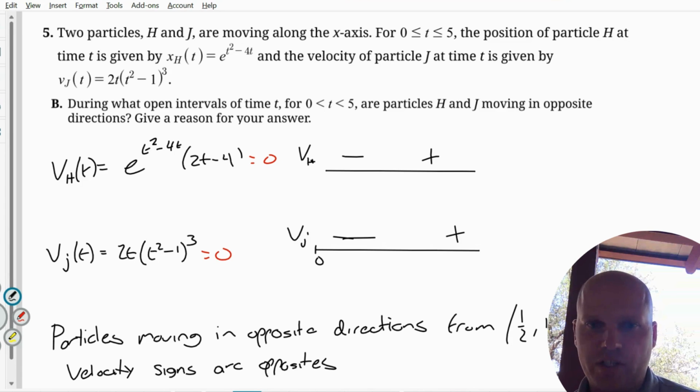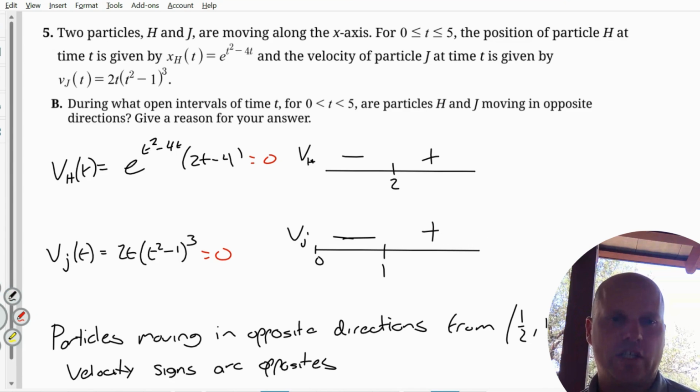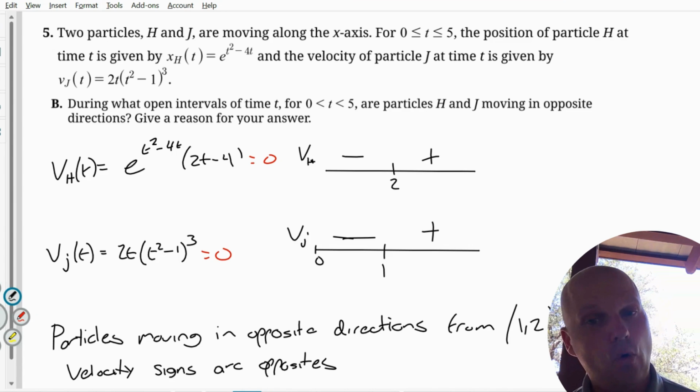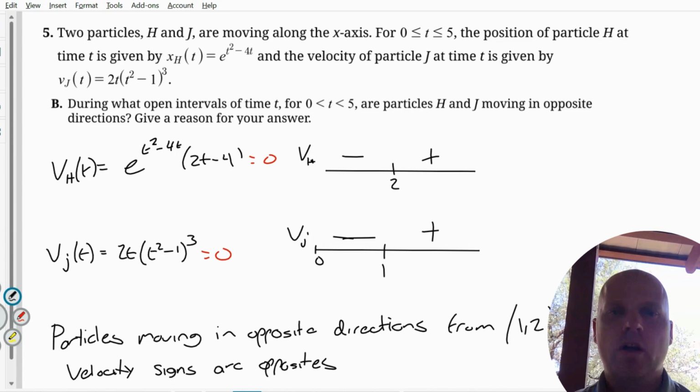This is at 2, and this is at 1. This question is maybe a little tricky, but overall pretty soft. There has not been one question that I have been stumped on. There has not been one question where I was like, oh, that's tricky, oh, I haven't seen this before. Everything I've seen so far, I have seen before. Particles move in opposite directions from 1 to 2 as velocity signs are opposite.